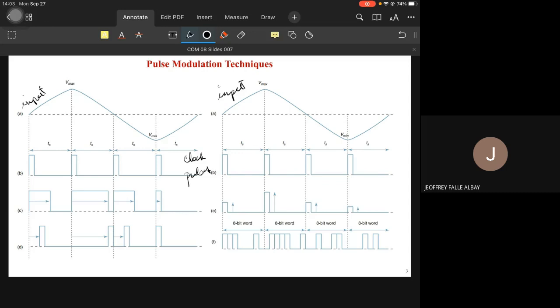Kinanglan og clocking mechanism para makabalo ang sampling circuit when to take samples. Okay? So muna na siyang B, no? Di pa na siya output. It's just an external signal generated by clock circuit. So muna yung mga pulses sa clock. Sample 1, sample 2, sample 3, sample 4, so on and so forth. So here natin upat ka most basic na pulse modulation techniques.